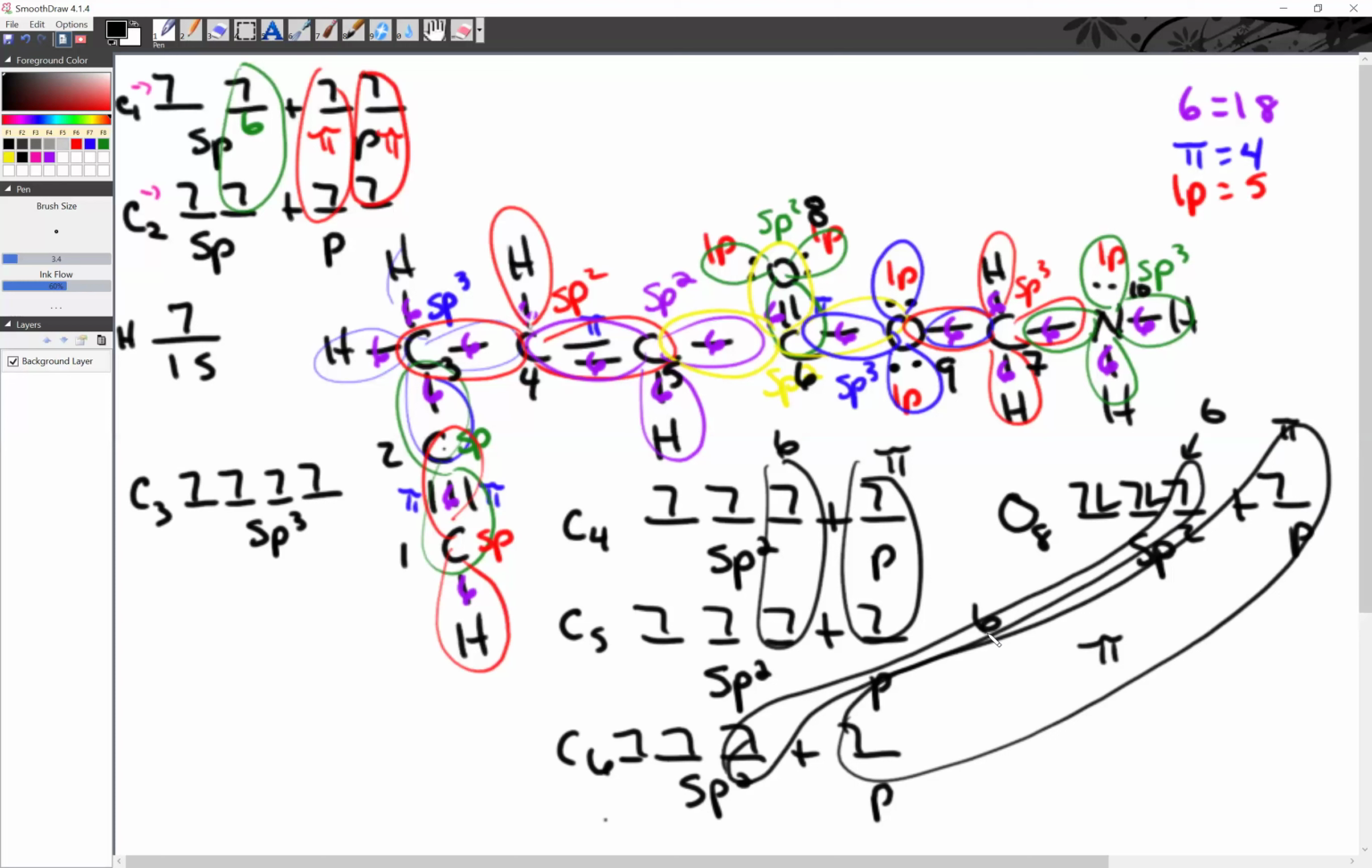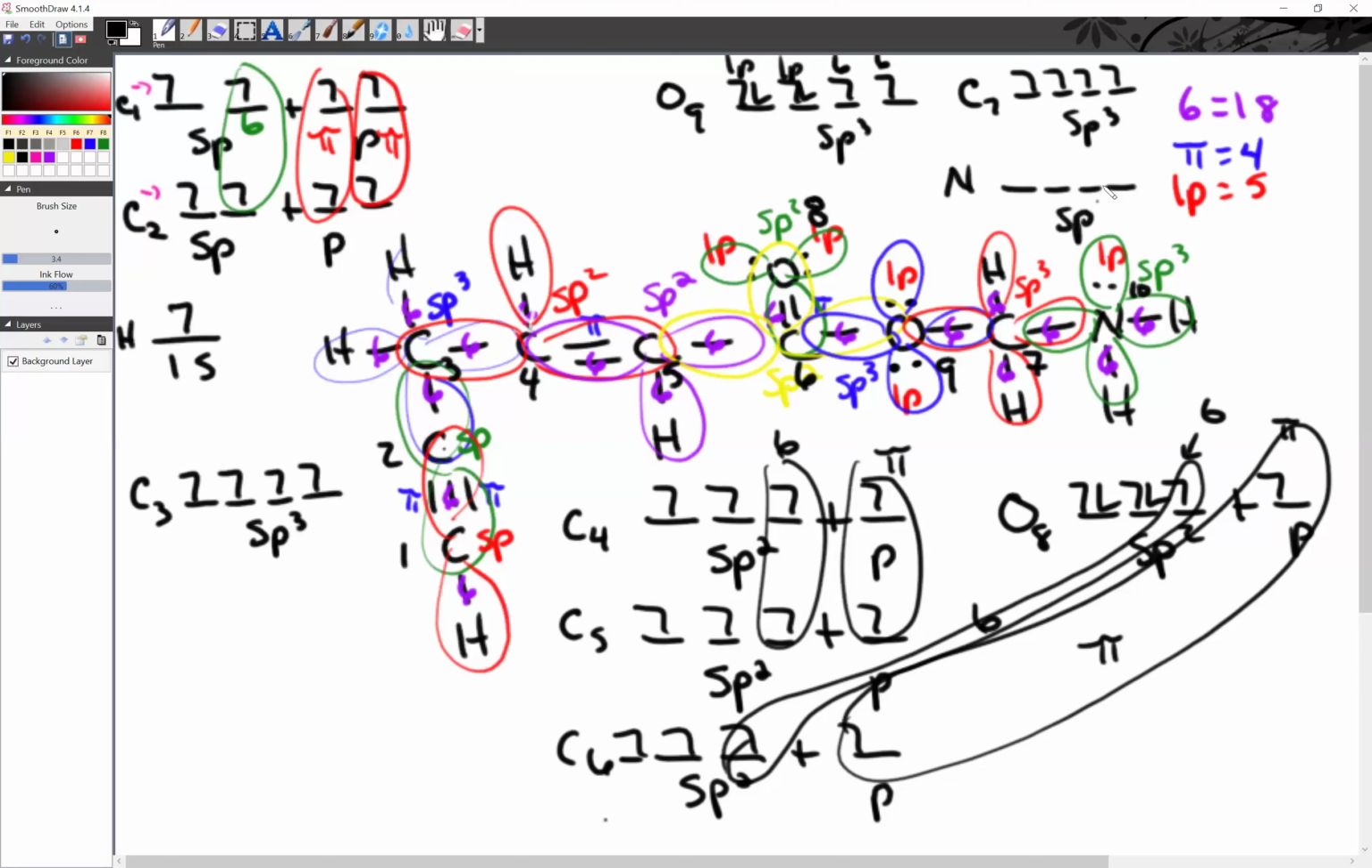All right, oxygen number 9 looks like it's just sp3, and it has 6 valence electrons. So 1, 2, 3, 4. Oh, look, it's telling me that there's 2 lone pairs and 2 sigma bonds. Carbon 7 is 1, 2, 3, 4. So it has 4 good bonding places. And then the nitrogen is 1, 2, 3, 4. And it has 5 valence electrons. So it's telling me that nitrogen will have 1 lone pair and 3 sigmas.